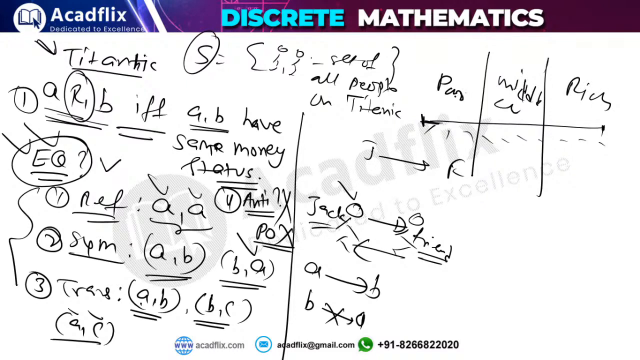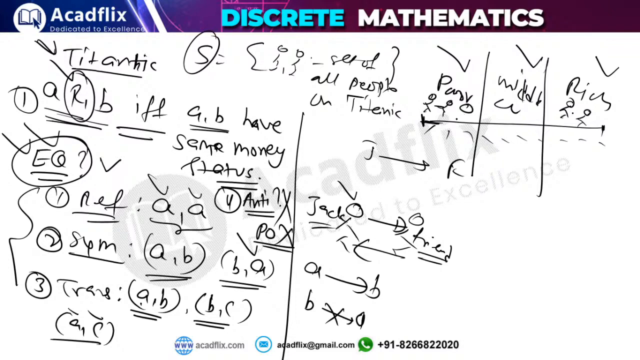Another will be poor. So you can see there is a partition. This relation R1 is basically partitioning our base set, the set of people on the Titanic. That set of people has been partitioned into three classes. This is a class, this is a class, this is a class. Every two persons in this class are related, because they have the same money status. Every two persons in this class are also related, because they have the same money status.